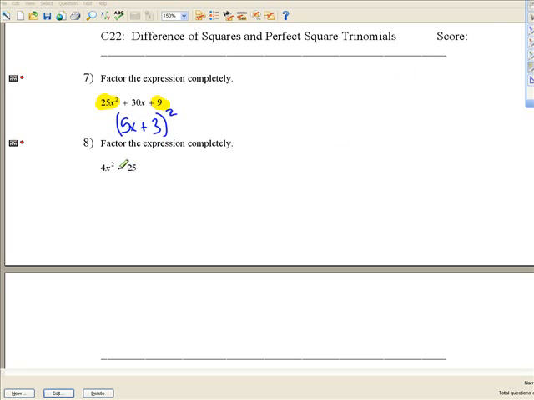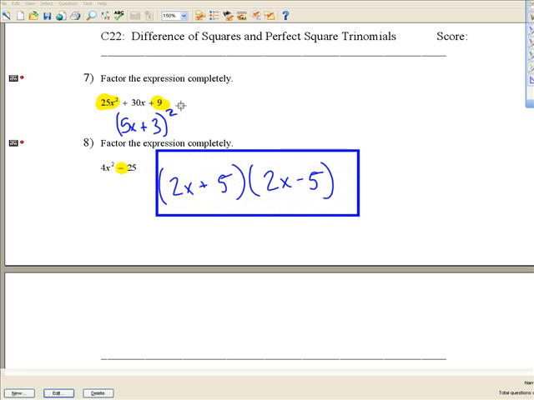Number 8, it looks like I have a difference of two squares. 4x squared is a perfect square, and 25 is a perfect square. So I can factor that using the difference of squares pattern. I have a 2x plus 5. The 2x comes from the square root of 4x squared. 5 comes from the square root of the 25, and a 2x minus 5. Any questions on either of these problems?